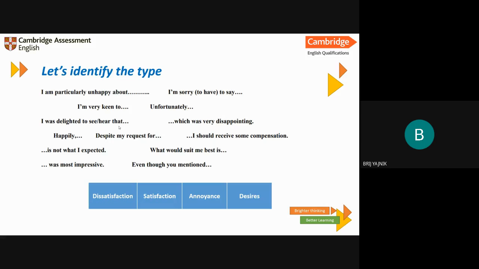I've requested this form so many times, yet you're not sending. So despite my request, okay, I should receive some compensation. What is this? Compensation, compensation. No, compensation is you do something and you get good for it. You know, good money. Yeah, it's a desire.